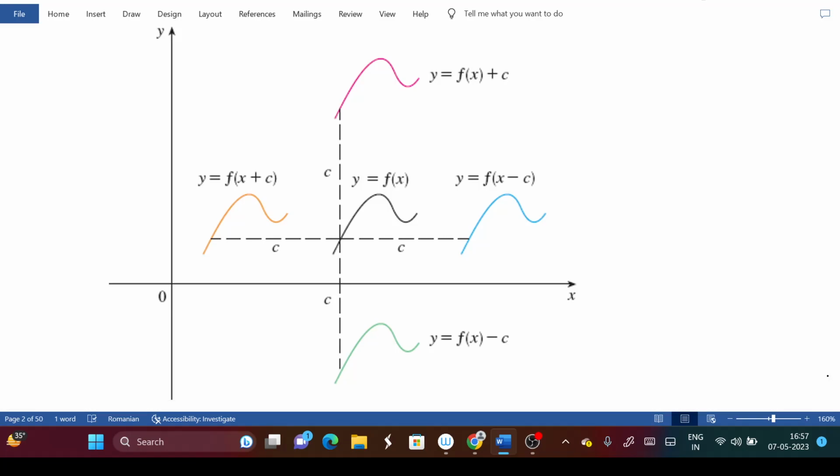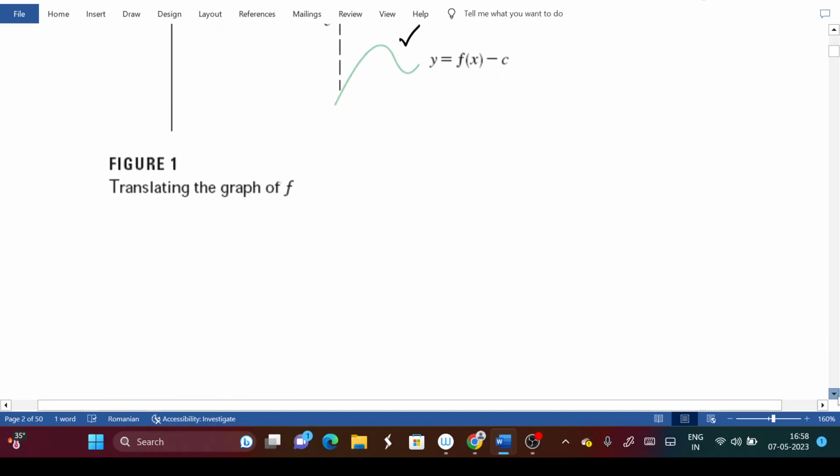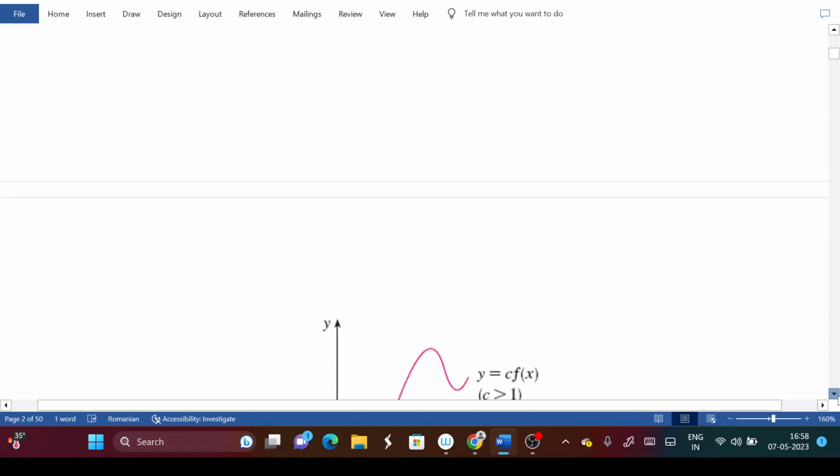So it is f of x plus c, it is f of x minus c. Observe, the same graph is moving upward or downward. But when I am adding inside, f of x plus c, my graph moves this side. And f of x minus c, my same graph moves along x-axis towards right. Okay, so this is an observation. It will help us while drawing the graph of a function.